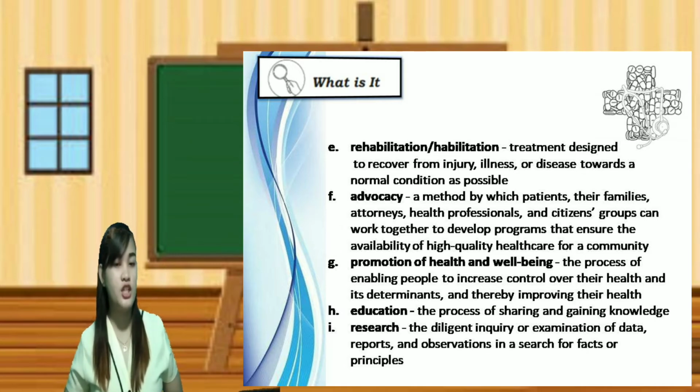Next, education. The process of sharing and gaining knowledge. This is given to share the knowledge that you acquire about some health issues and to share it with your colleagues. Next one is research. The diligent inquiry or examination of data, reports, and observations in search for facts or principles.